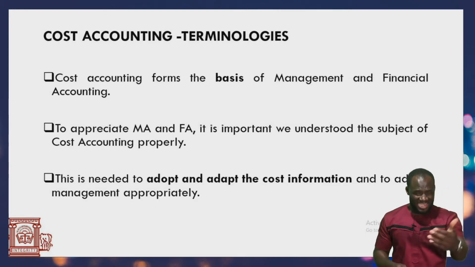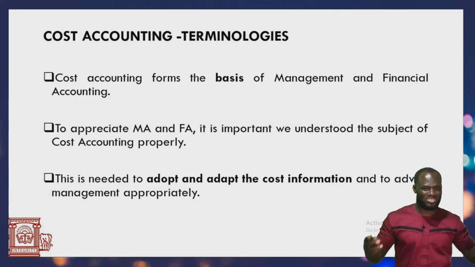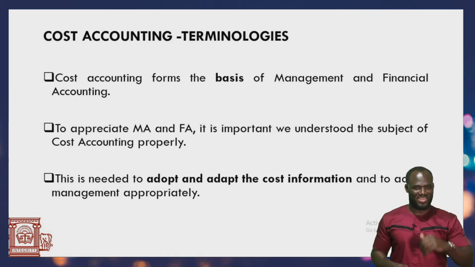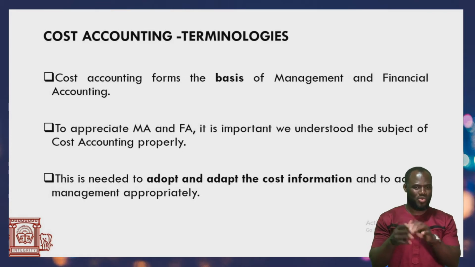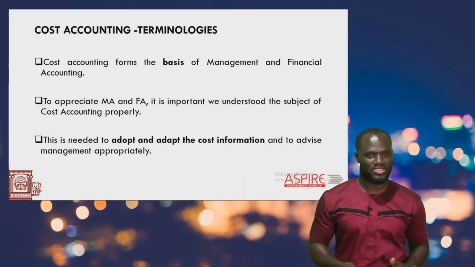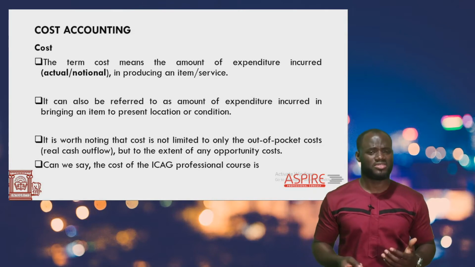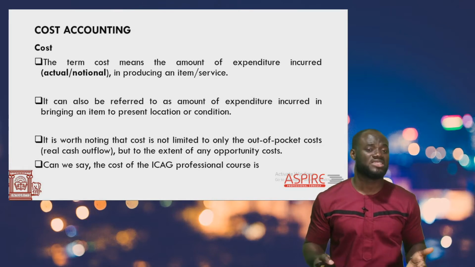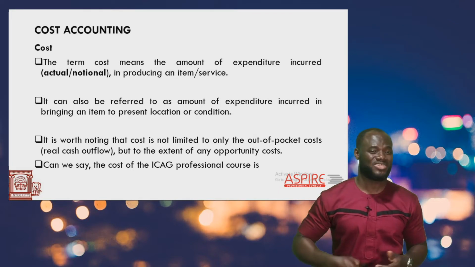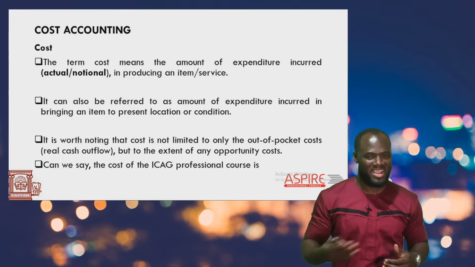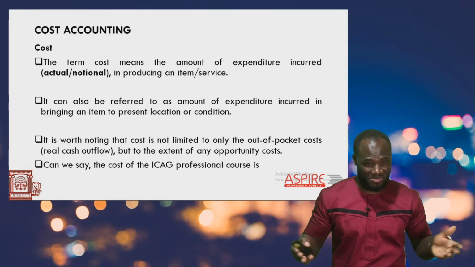So let's take a look at the basic rudiments of the term cost accounting. Now, for us to understand cost accounting, of course, we already know what accounting is. So what we need to add is the term cost. When you say cost, cost simply means how much has been spent or how much will be spent. So it's either what is yet to be incurred or what has already been incurred or what has already been done.